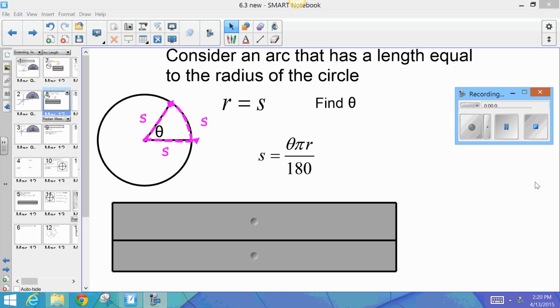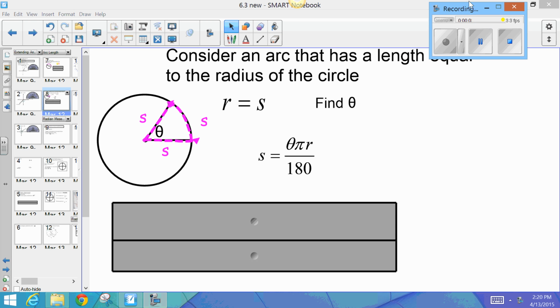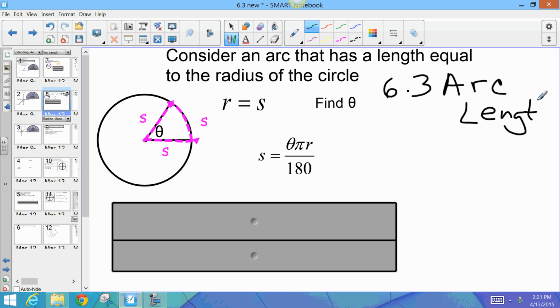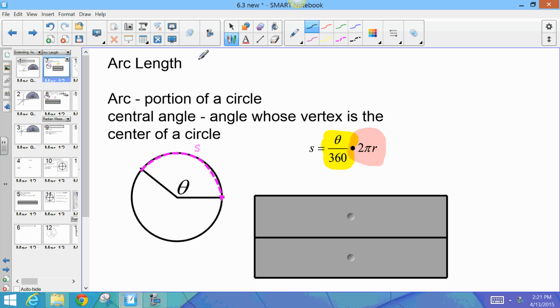This is pre-calculus, notes on 6.3. And the title of this is arc length. Okay. So, hold on, I'm on the wrong page. Go again. Arc length, there it is, 6.3.